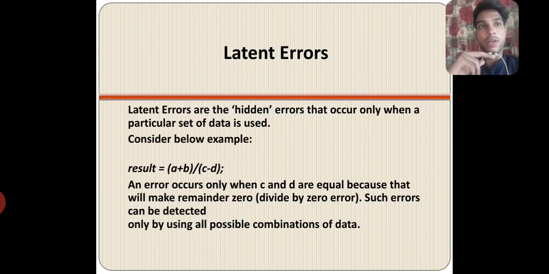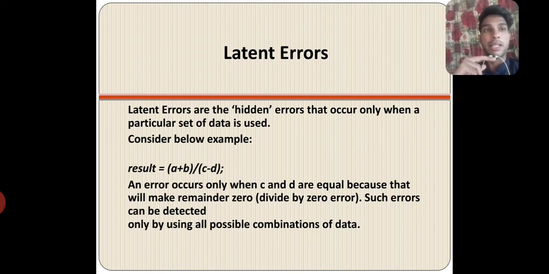And the fourth and last one is latent errors. Latent errors are the hidden errors that occur only when a particular set of data is used. Consider the example below: result is equal to a plus b divided by c minus d. An error occurs only when c and d are equal, because that will make the denominator 0, a divide by 0 error. Such errors can be detected only by using all possible combinations of data. So these are the types of errors in programming language.